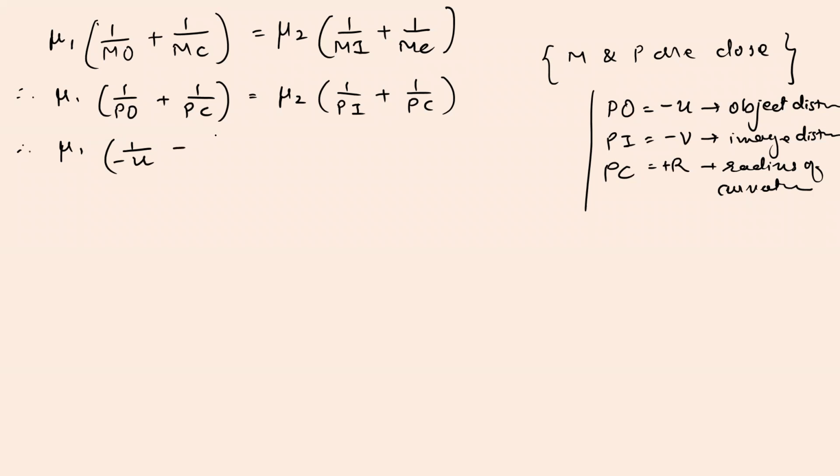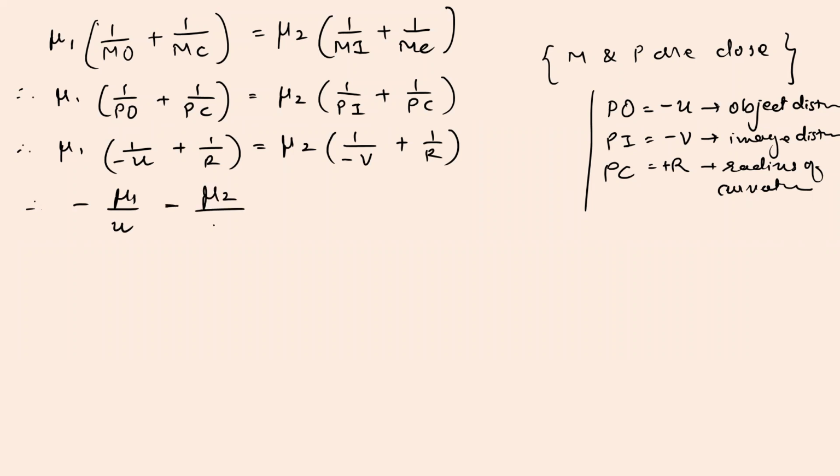So mu1 into 1 by minus u plus 1 by R is equal to mu2 into 1 by minus v plus 1 by R. Let me take both R terms to that side, keeping u and v terms on one side only. So if mu2 by v comes, it will become positive on the left hand side, and mu2 by R minus mu1 by R. So the equation is mu2 by v minus mu1 by u.